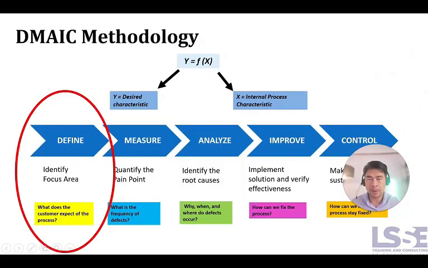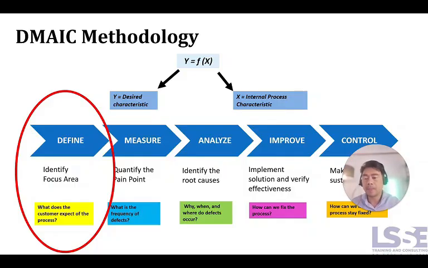This is the DMAIC methodology. We will be looking at this methodology during this course. It highlights here the step-by-step process of doing the process improvement. Again, there's an equation there on top, which is always a reference, y equals f of x. If you have a desired y, y is the outcome, the desired characteristic that you would want to achieve. And in order to achieve that, you need to control what we call the internal process characteristics, which are represented by the x's. And you go through this step-by-step process to do the improvements that you want to do.